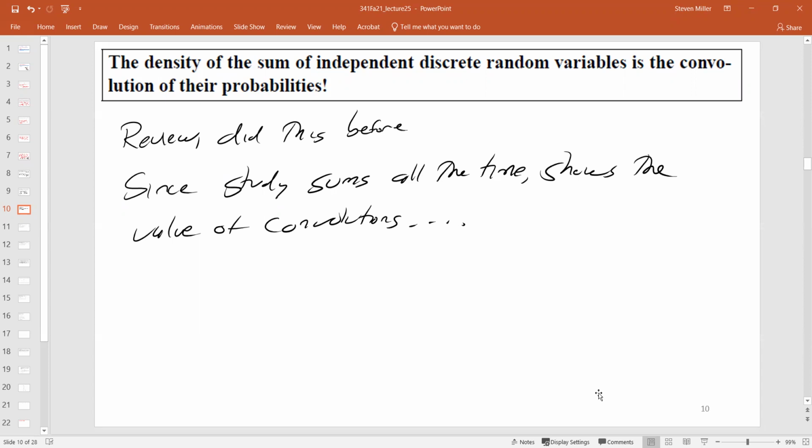So because the generating function of a convolution is the product of the generating functions, it suggests the generating function might be the right thing to study. It isn't, but it suggests that it's a good thing to try. And if it doesn't work, maybe if we modify it a little bit, we will find something that works. Okay.